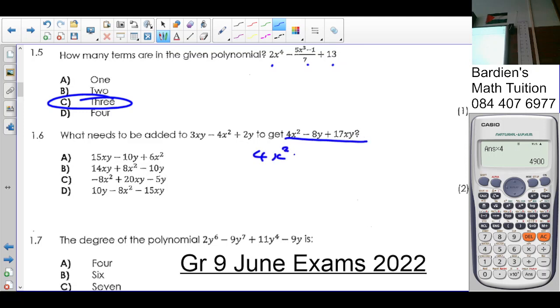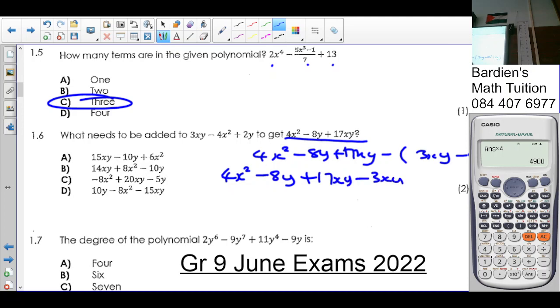So it's going to be 4x squared minus 8y plus 17xy minus 3xy minus 4x squared plus 2y. So it gives you 4x squared minus 8y plus 17xy minus 3xy plus 4x squared minus 2y. So it's going to give you 8x squared minus 6y plus 14xy. So 8x squared could be this one. 14 minus.